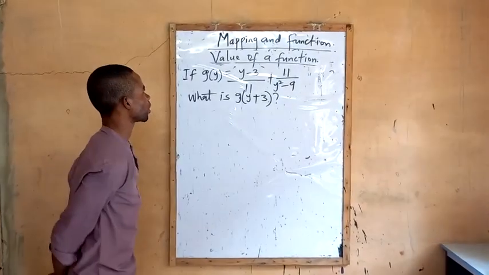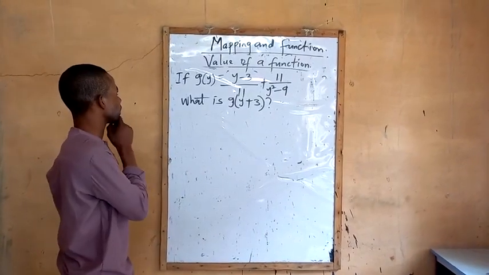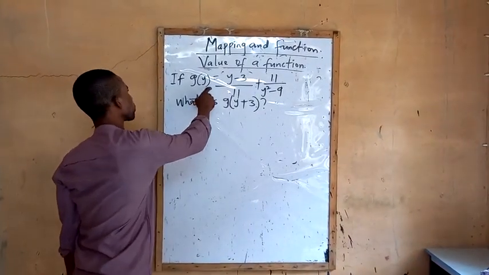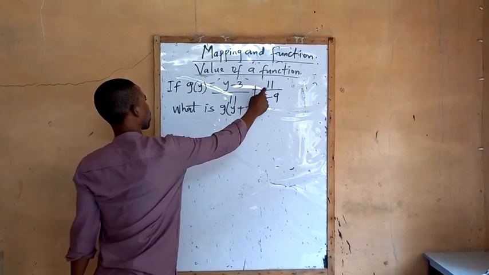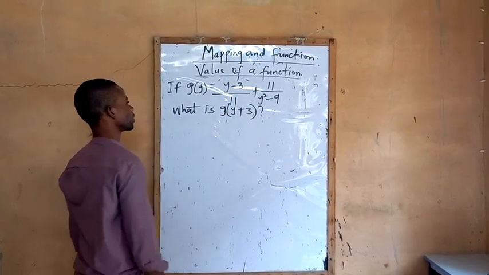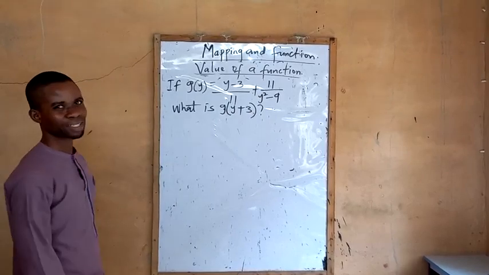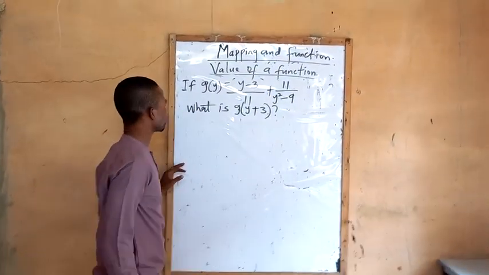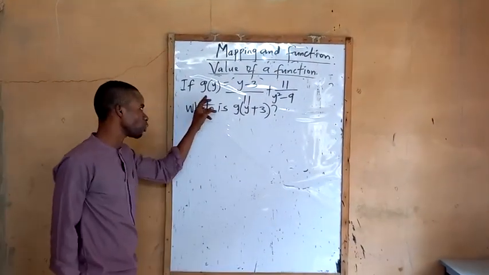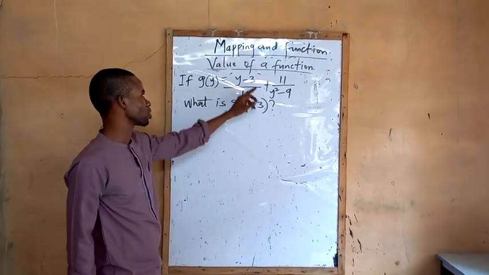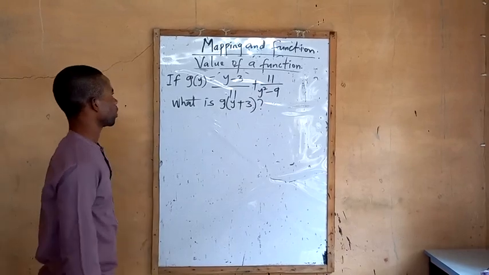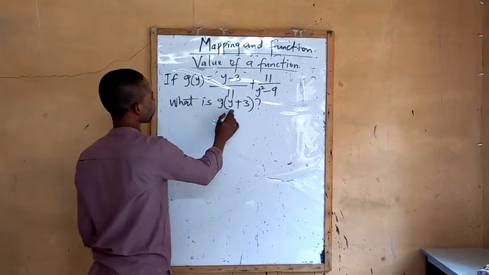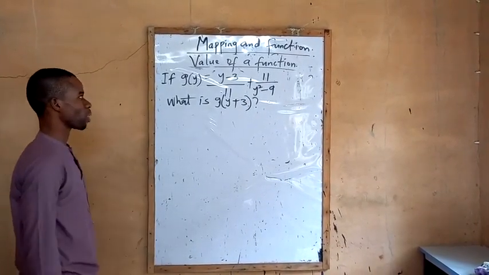Now we are still under the value of the functions. They said if g of y equals (y minus 3) over 11 plus 11 all over (y squared minus 9). What is g of y plus 3?